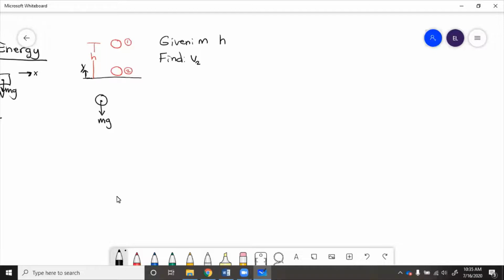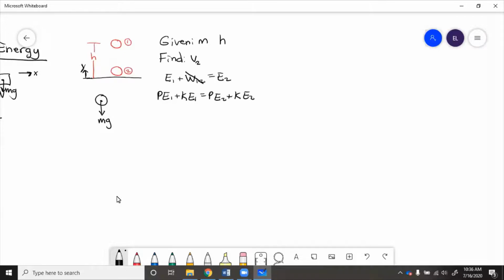Next, we can apply work and energy. So energy at 1 plus work from 1 to 2 equals energy at 2. Well, if we look at this, there's no pushing and there's no friction. So work is 0. Then energy is conserved. If there is no work done, then energy is conserved. Potential energy at 1 plus kinetic energy at 1 equals potential energy at 2 plus kinetic energy at 2.